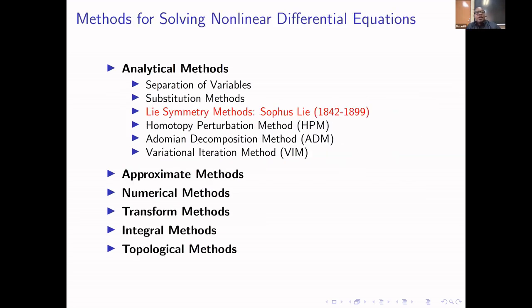Yes, as you know, for nonlinear differential equations, there are so many techniques or methods available in order to analyze a nonlinear differential equation. I just highlighted a few of them. There are so many available, and each technique has its own advantages and also limitations. For the purpose of this presentation, I'm going to focus on the Lie symmetry method, which is part of the analytical methods. It can help you to find analytical solutions.